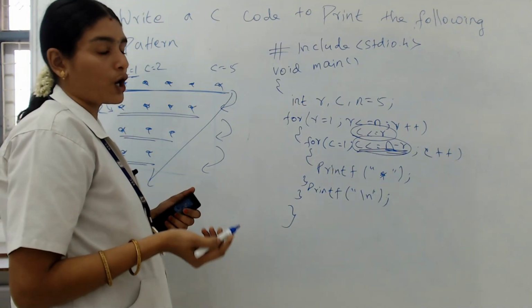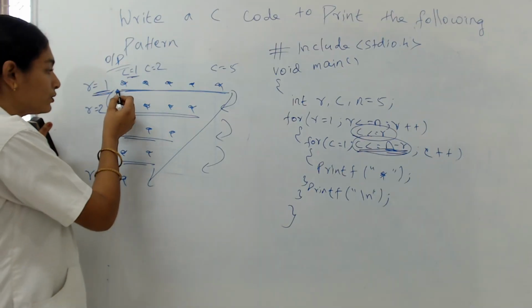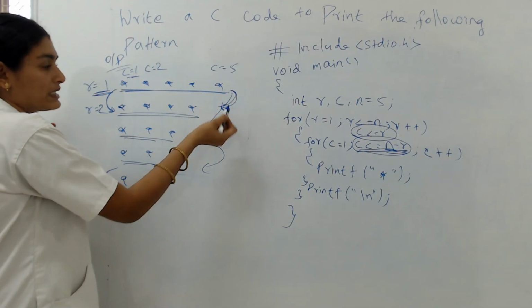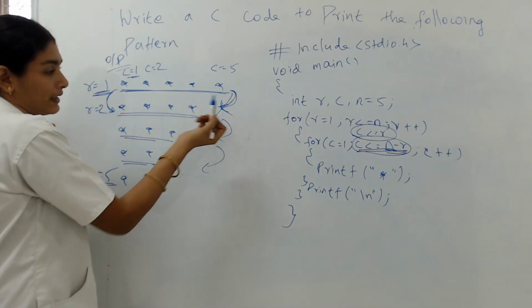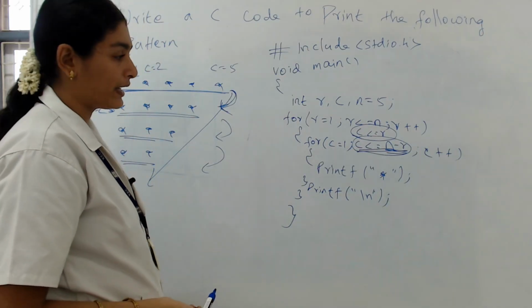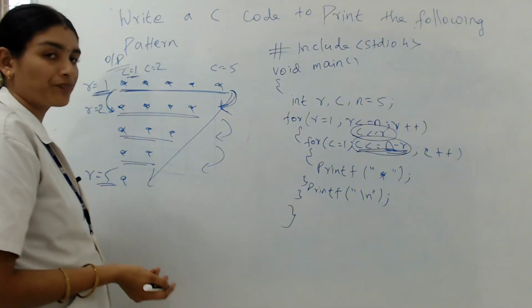Why are we subtracting the r value from n? Because for each and every row, if the row value increases, the column value gets reduced. Column value means elements present in the column get reduced. Okay, that's why we are taking the condition as C less than or equal to n minus r. Remaining things are common for both the programs. Okay, thank you.